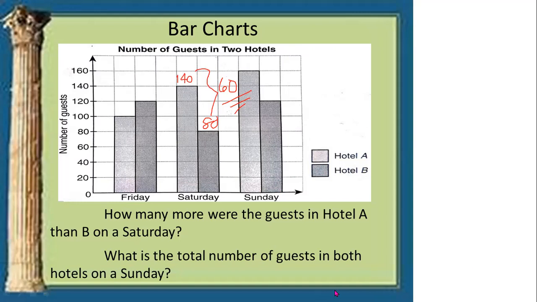All right, let me ask. JJ? All right, JJ, please unmute. What is the total number of guests in both hotels on a Sunday? How many guests, JJ?